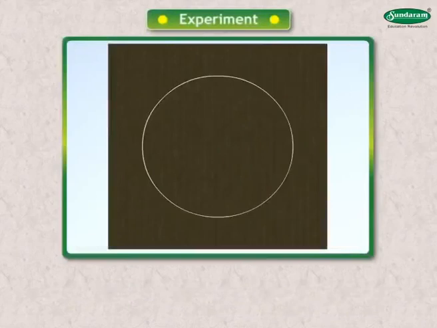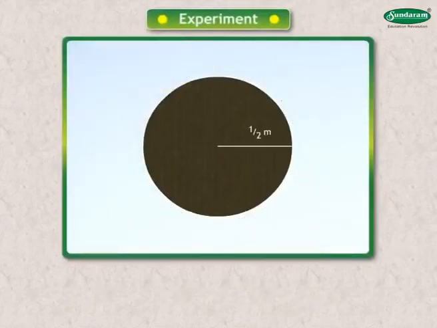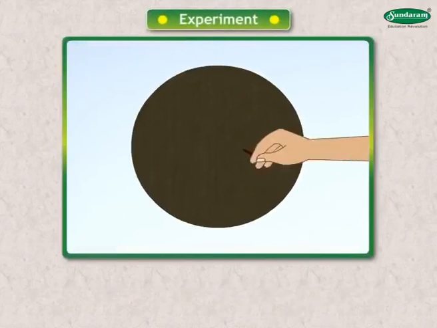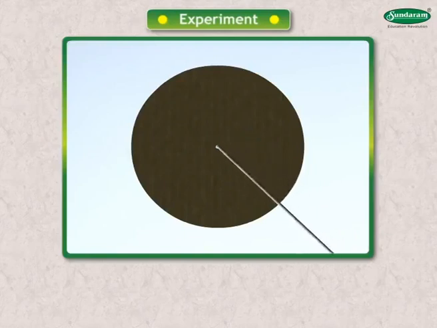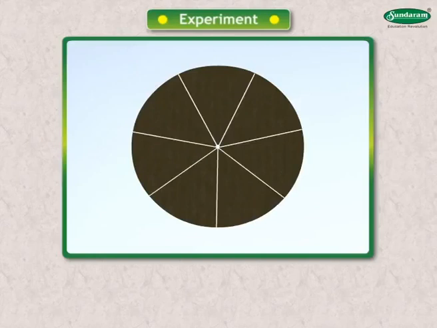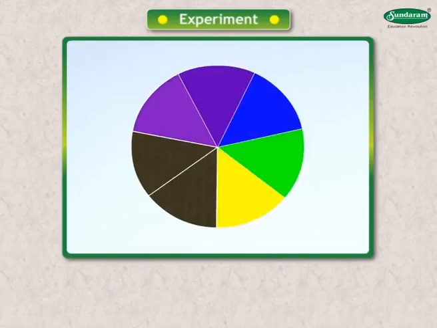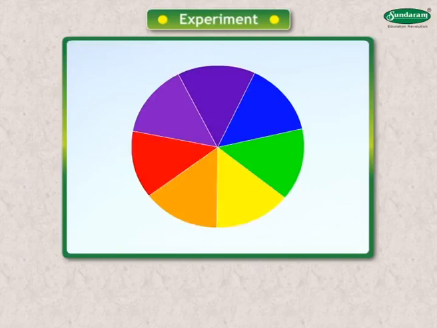Cut out a circular piece of cardboard having a radius of 1/2 meter. Make a hole in its center and pass the spoke of a bicycle wheel or a long nail through it in such a way that this disc will be able to turn around it. Draw 7 lines from the center to the periphery at equal intervals so that we get 7 equal triangles on the circle. Color the triangles violet, indigo, blue, green, yellow, orange, and red respectively.